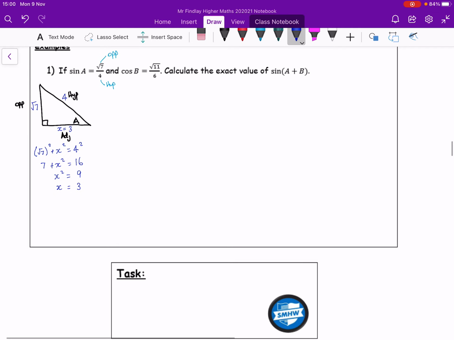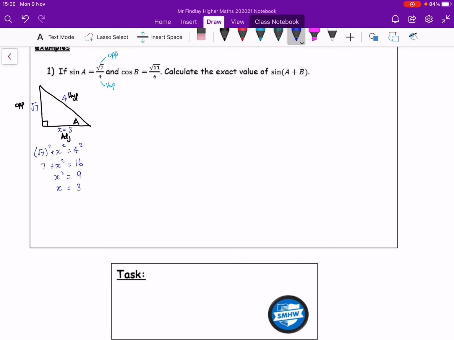So if we've got our third side, we can calculate, well, we've been given sine A, and that's root 7 over 4, but we can also work out cos A. So cos A is our adjacent over our hypotenuse, which is 3 over 4. Repeat with our second triangle.